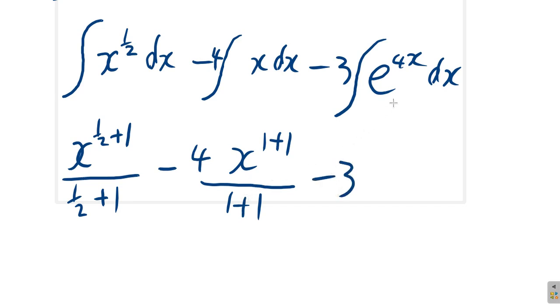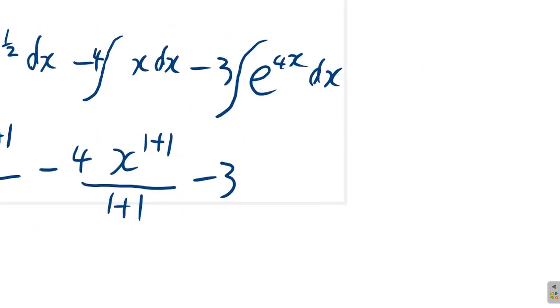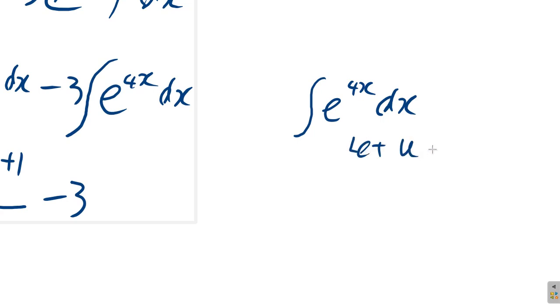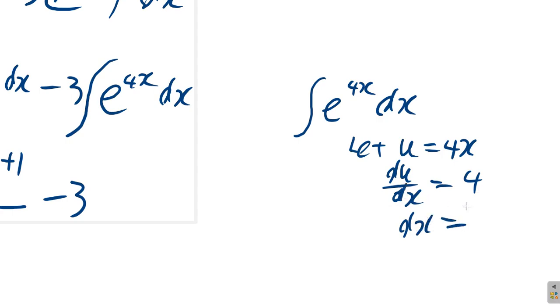Minus 3 times. Now what is the integral of e to the 4x dx? If you've been doing a lot of practice with integration by substitution, you'll be able to see what that is. But let's work it out on the side now. The integral of e to the 4x dx. Let's use substitution. Let u be equal to 4x. Then du by dx would be equal to 4. And dx, when you transpose for dx, it would be equal to du over 4.